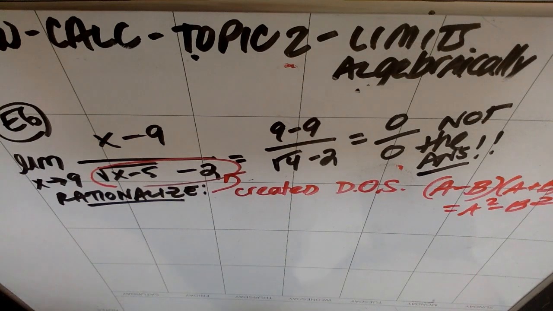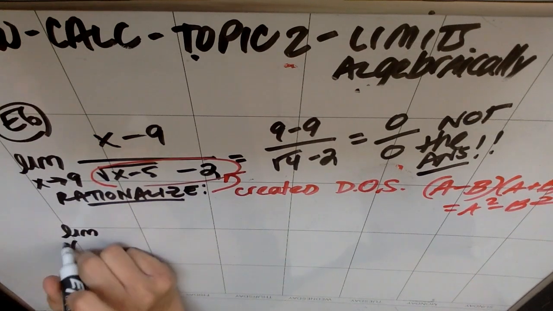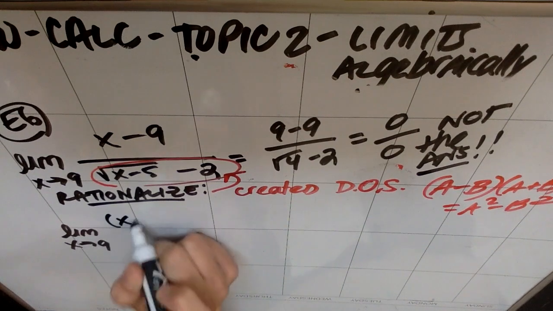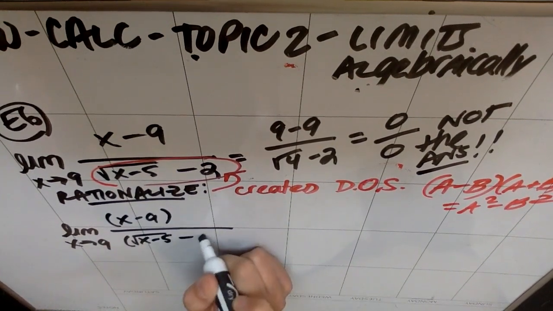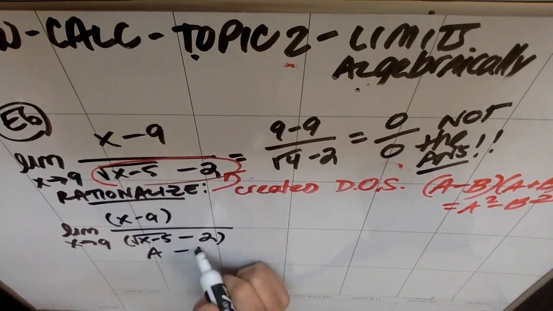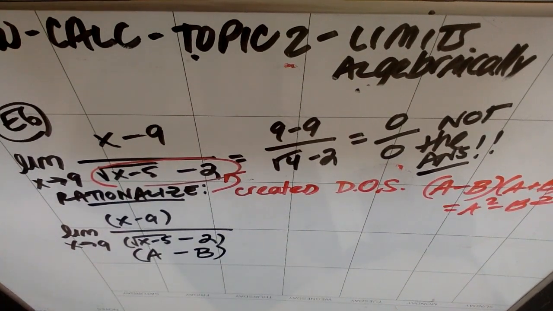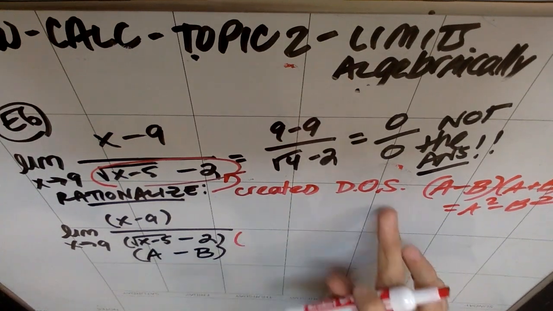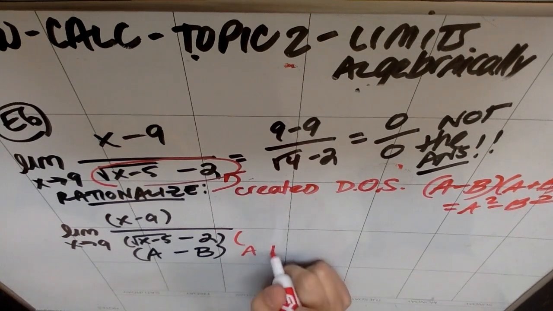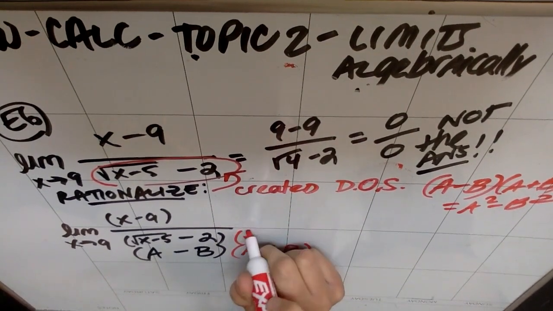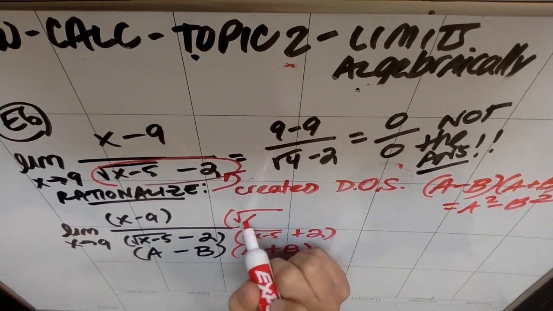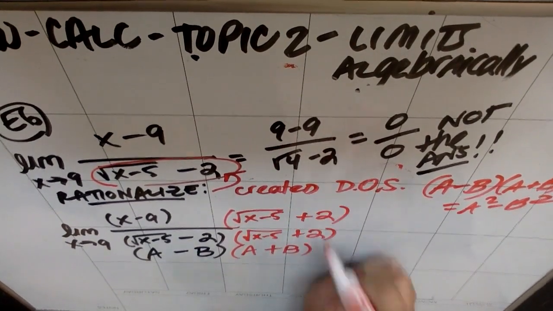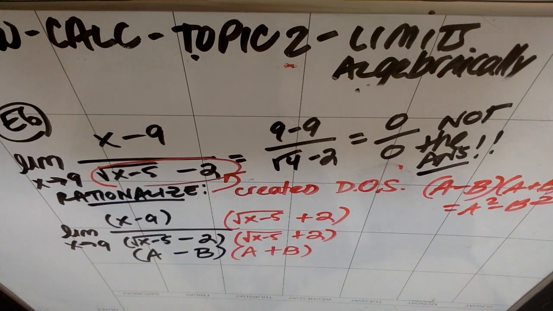So I'm going to go ahead and take this limit. This is the limit as x approaches 9 of x minus 9, quantity. On the bottom, I have root x minus 5, minus a 2. This is my a minus b. My a is the whole root, and my b is the 2. What I want to do is create this difference of squares pattern by multiplying by a plus b, which in this case is going to be that whole root, the root x minus 5, plus a 2. And I have to do that on the top and the bottom because that's how it works. If you want to change an expression, you still have to multiply it by 1, no other number.